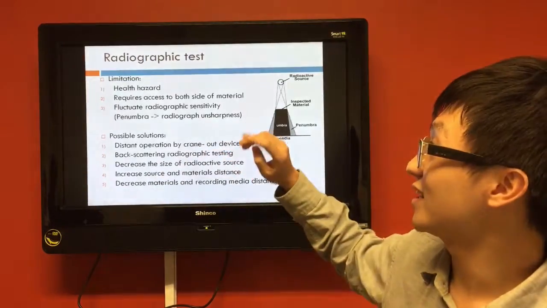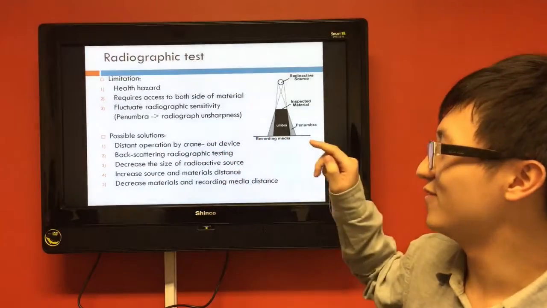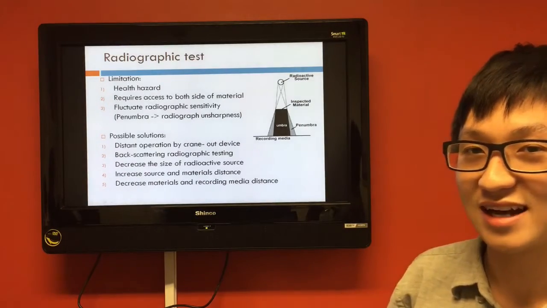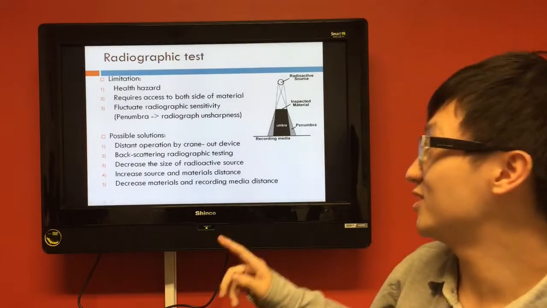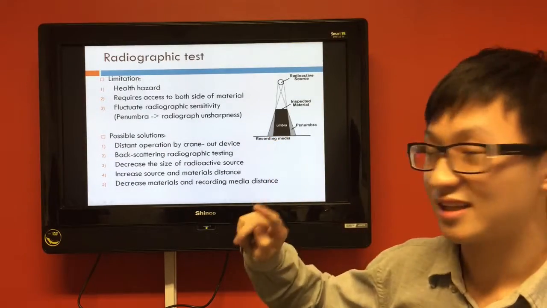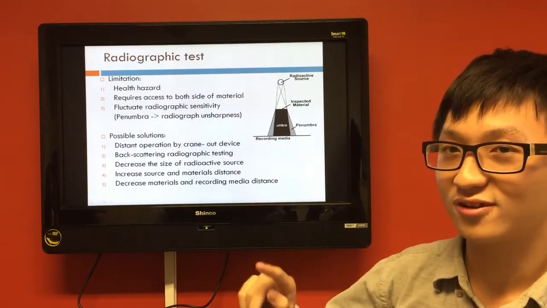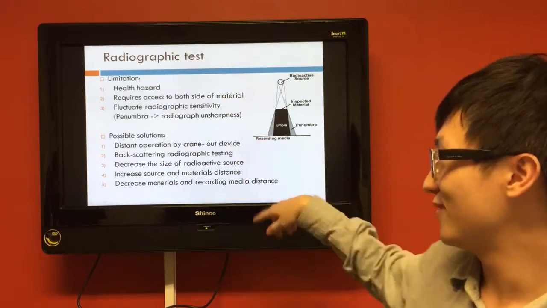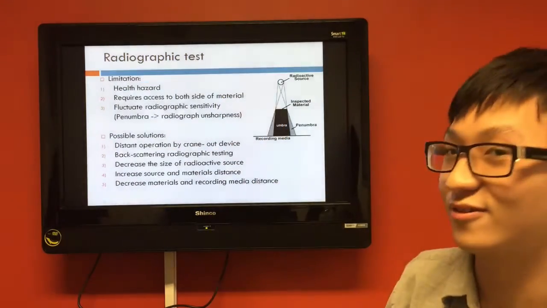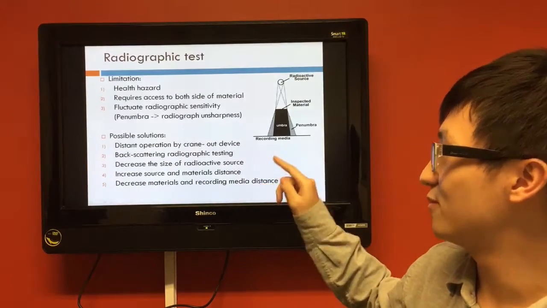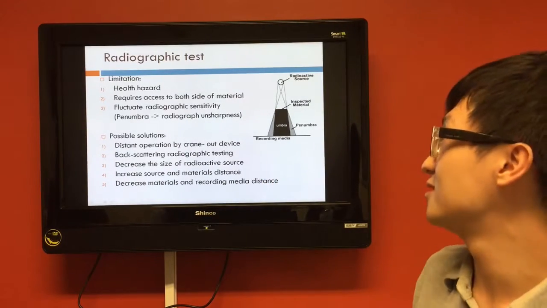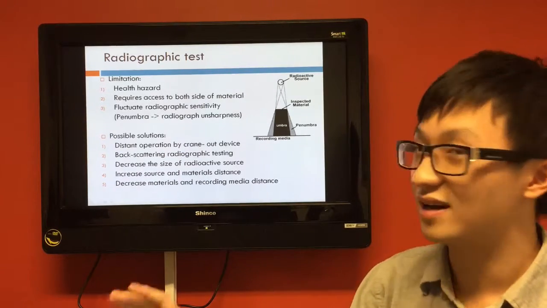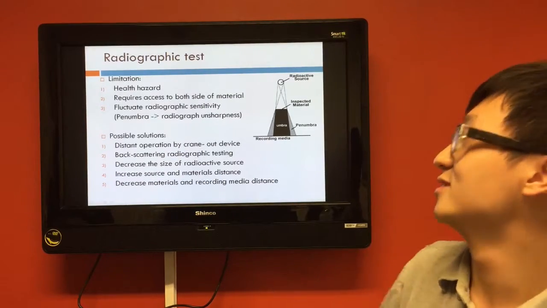However, radiographic tests also have some limitations. The first one is the health hazard due to the radioactive radiation and the radioactive sources. If stored improperly, there will be health hazard. The possible solution to the health hazard is using distant operation by a crawler device, which provides a distant operation so that health hazard can be minimized to the operators.